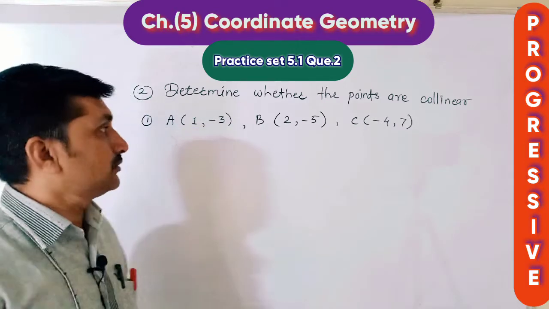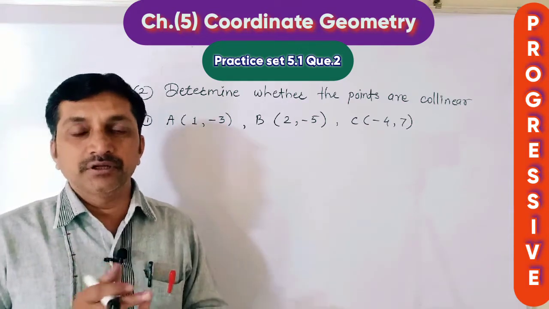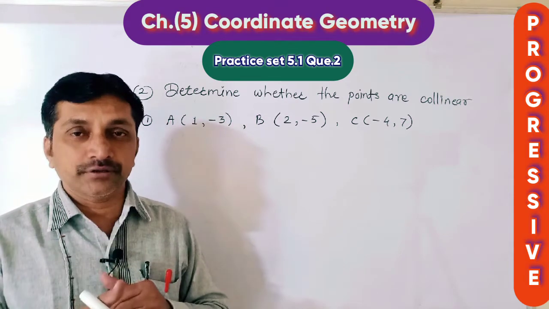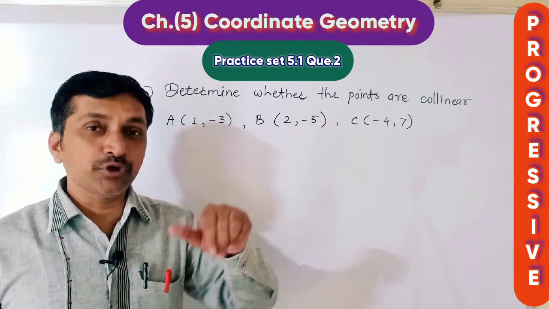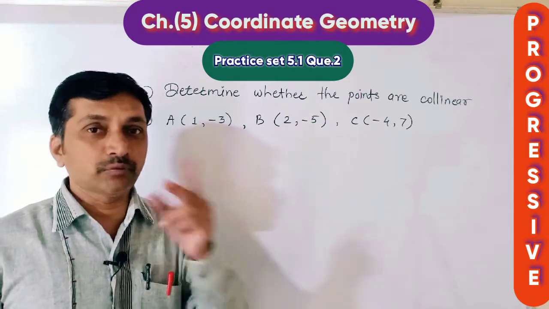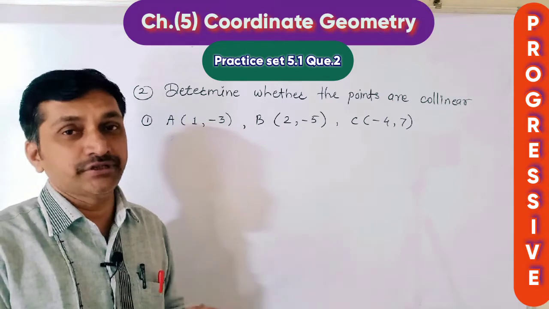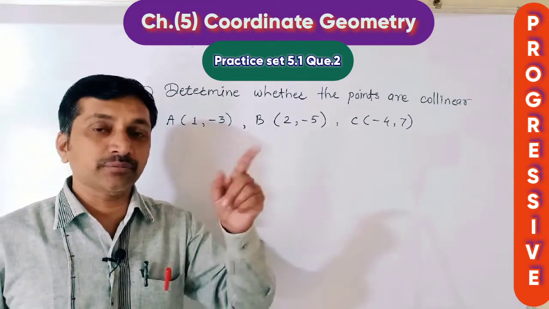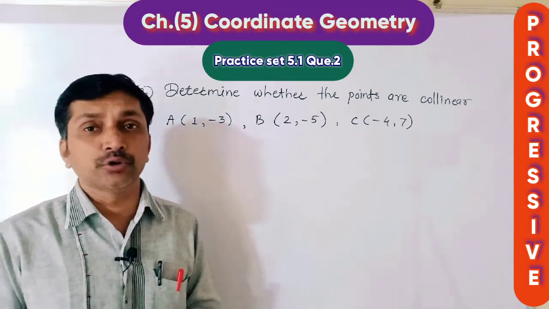Now how to find? We have to find all three distances: distance AB, distance BC, distance AC. Then how to check? If the sum of any two distances is equal to the third distance, then we can say the points are collinear. And if the sum of any two is not equal to the third, then the points are not collinear.